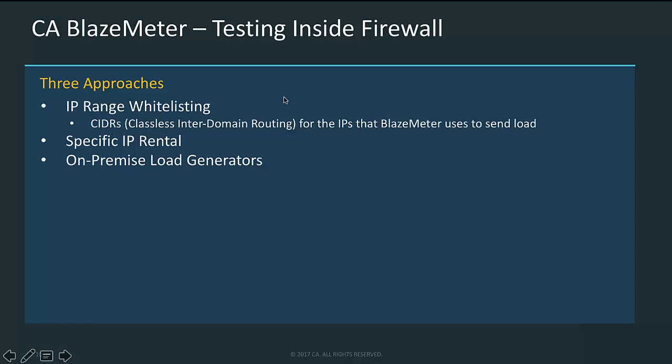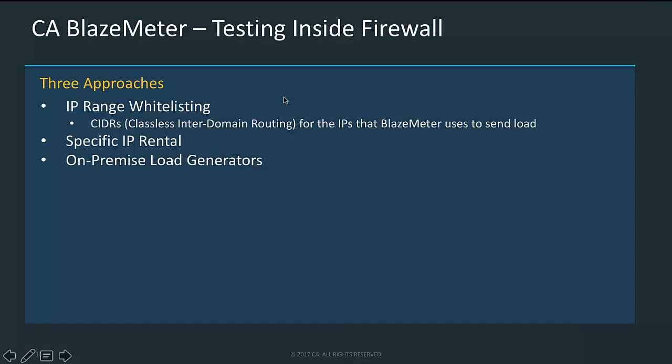CA BlazeMeter supports testing inside the firewall by a number of techniques. First of all, you could whitelist a range of IP addresses if you wanted to, so that you could use our public cloud to deliver load inside the firewall. More likely, you would have dedicated IPs which you can rent, which allows you to use a range of systems that you've set aside to hit your backends where you have known IP addresses ahead of time.